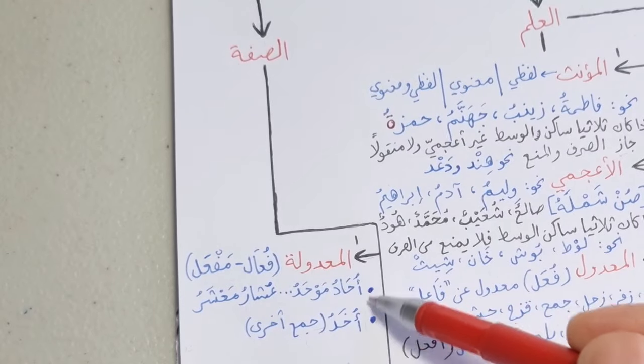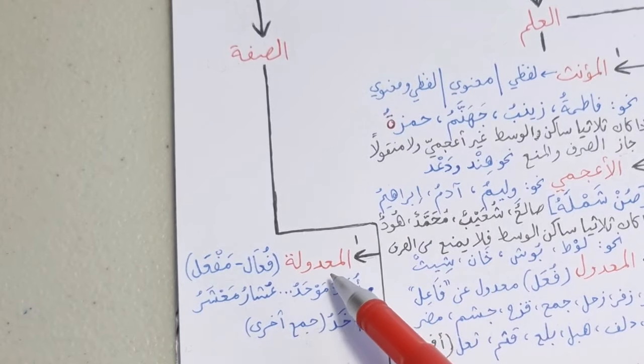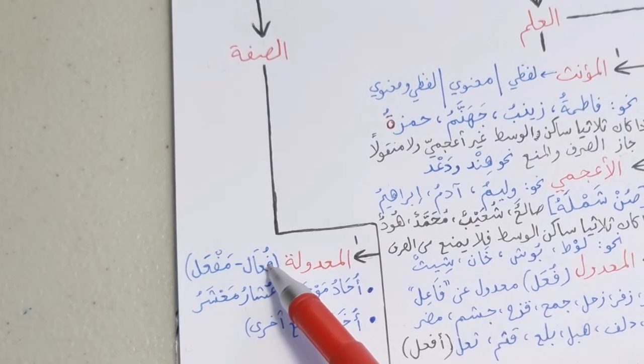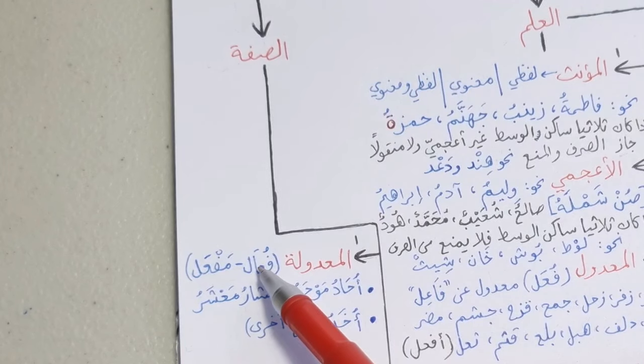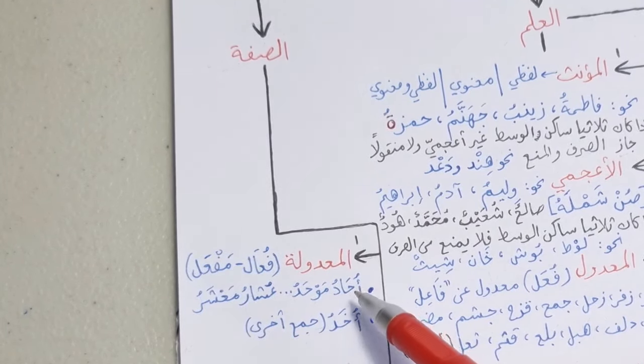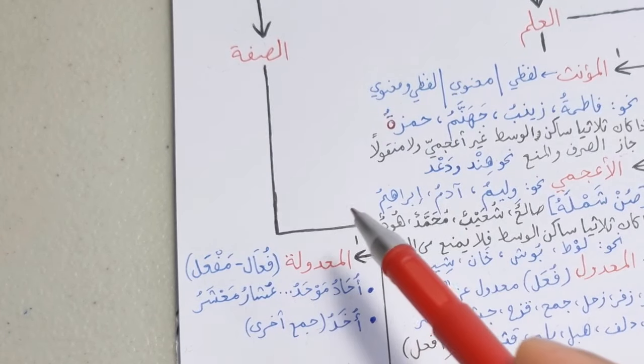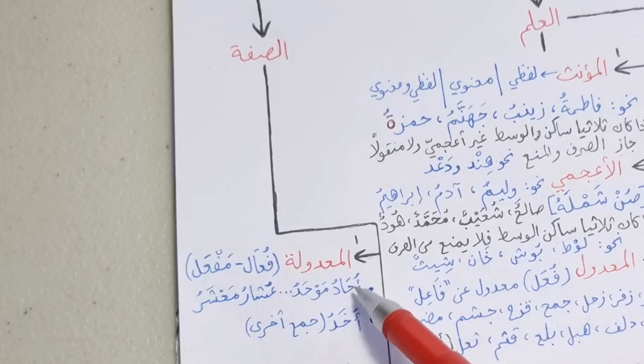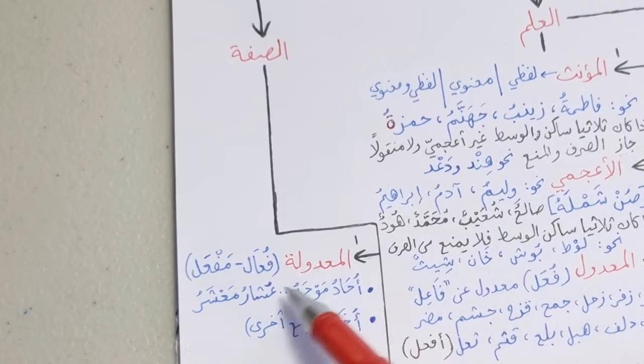Under this comes two types of words. Those numbers which come on the pattern of fu'al, maf'al are both going to be mamnu' min as-sarf. And we have this from 1 to 10. Uhad, mawhad, up to ushar, ma'shar. From 1 all the way to 10, if they come on fu'al and maf'al, they are mamnu' min as-sarf. And this is a sifa.